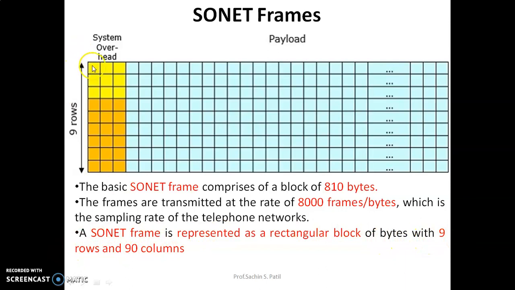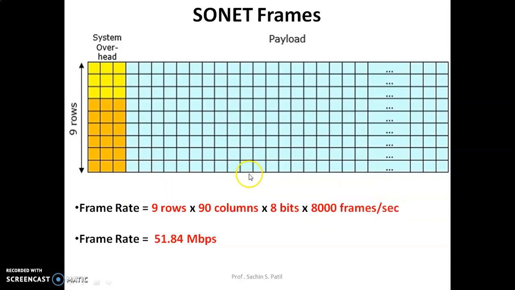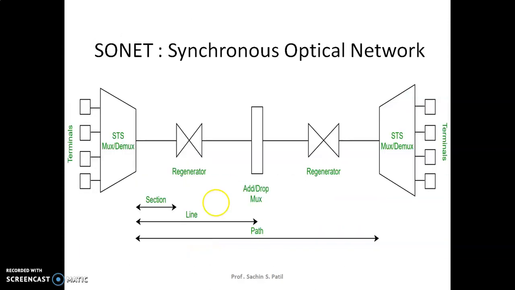So a SONET frame consists of 9 rows and 90 columns, so 810 bytes. One byte contains 8 bits, and we get 8000 frames per second. After doing this calculation, we get a frame rate of 51.84 Mbps, that is 51.84 into 10 raised to 6. So this is SONET, the synchronous optical network.